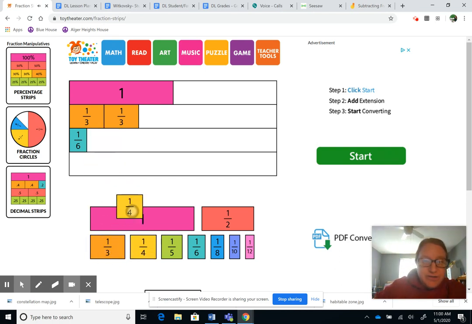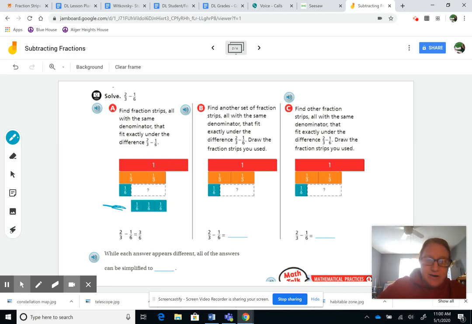I can go to fourths. One fits and two fits. So how many fourths did I use? There are 2 1/4 tiles there. So 2 fourths. So I'm going to come back here and I'm going to write that in. 2 fourths. Okay. Then it says find another fraction strip with all the same denominator that fit exactly under the difference.